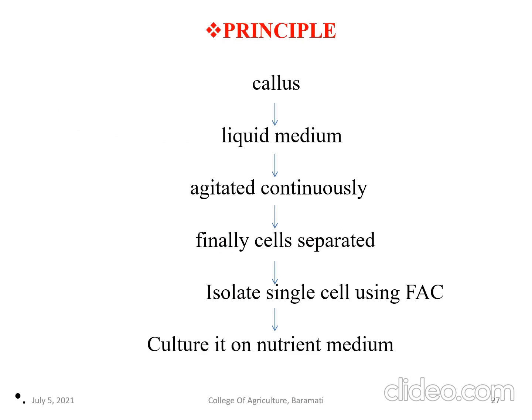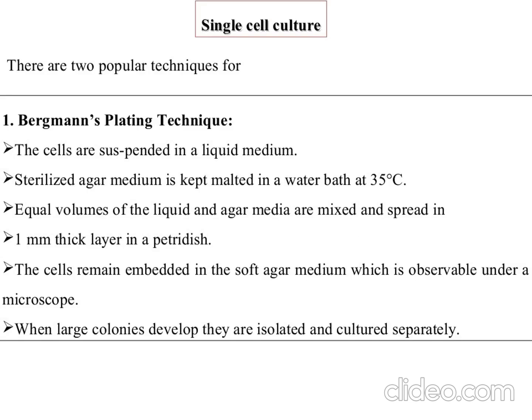You need callus tissue and liquid media, and then you have to agitate the flask containing the liquid media and callus. Finally the cells will be separated. You need to filter out the cells, or you have to isolate the cells using a fluorescence activated cell sorter system, and then you have to culture them on a nutrient medium.